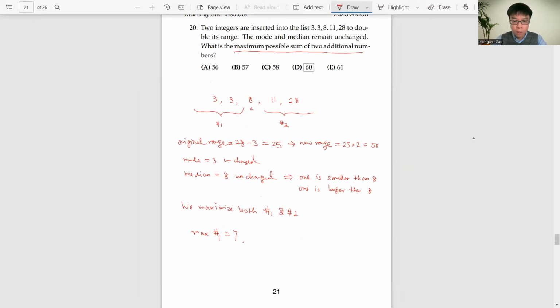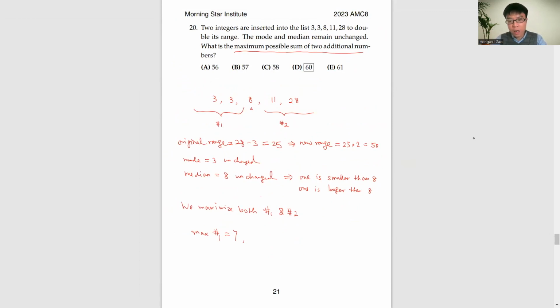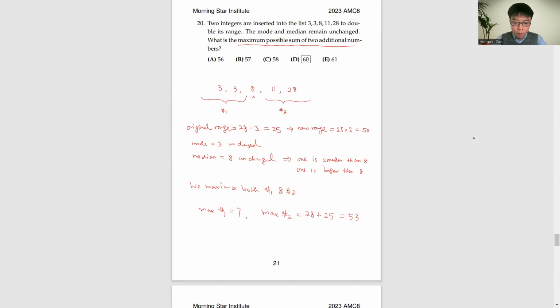Now, for the number 2, because we need to double the range, we should add 25 to 28 to get the largest value of number 2. Should be 28 plus 25 in order to have the new range to be 50. So this is 53. And then we have the max sum. It's 7 plus 53, which is 60. So the answer here is 60.